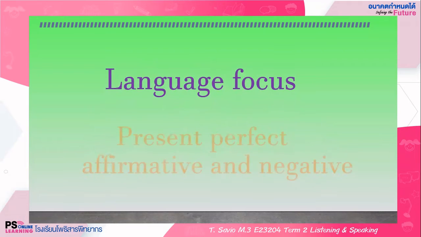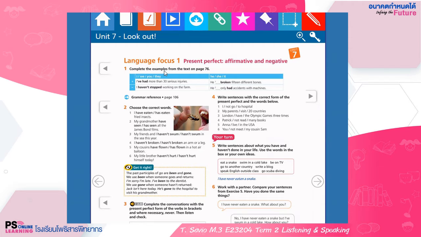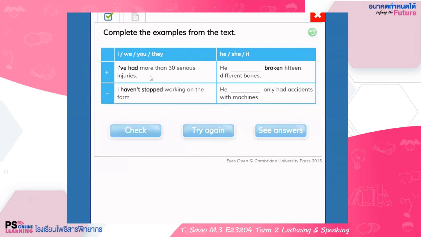Language focus. Present perfect, affirmative and negative. Exercise 1. Complete the examples from the text on page 76. It was about the man who had many accidents. I've had more than 30 serious injuries. He has broken 15 different bones. And the negative form, I haven't stopped working on the farm. He only had accidents with machines.